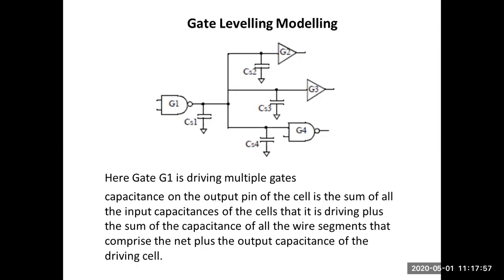So it means my total capacitance at the output of G1 will be CS1, the input capacitance of G2, plus CS2, plus the input capacitance of gate G3, that is CS3, plus the input capacitance of G4, that is CS4, plus the wiring capacitance, the capacitance associated with the wire that is connecting one gate with another. Okay, so my total capacitance at the output of G1 will be what?